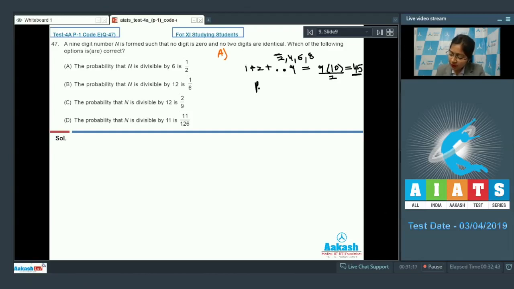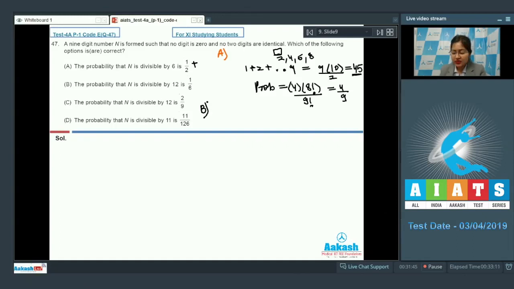So, the number will definitely be divisible by 3. So, the probability will be equal to, for the end digit we have 4 options, and the rest of the numbers can be arranged in 8 factorial ways, and the total number of ways is 9 factorial. So the probability will be equal to 4 upon 9, but here it has been given 1 by 2, so this option is incorrect.